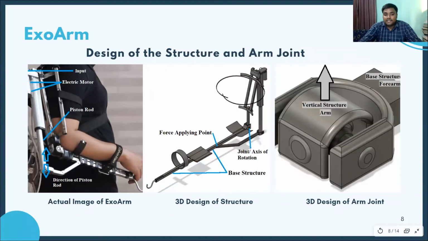Here are some more pictures of our design. The left one you have already seen. In the middle, you can see the 3D design of the structure, and in the right one, you can see the 3D design of the joint. The design of the joint is one of the most important and unique things in our project, because it helps to translate the maximum power from input to output, and also it creates a sidewise movement for the user besides the extension and retraction.